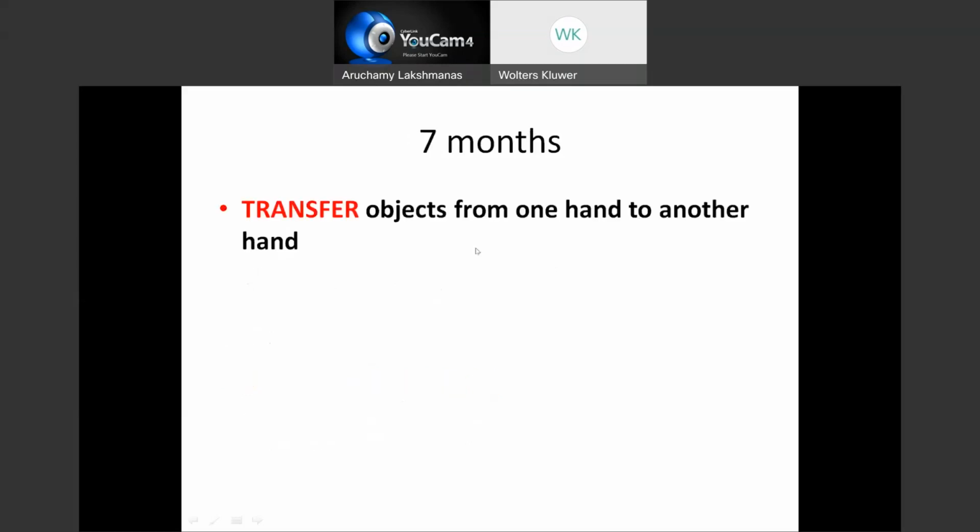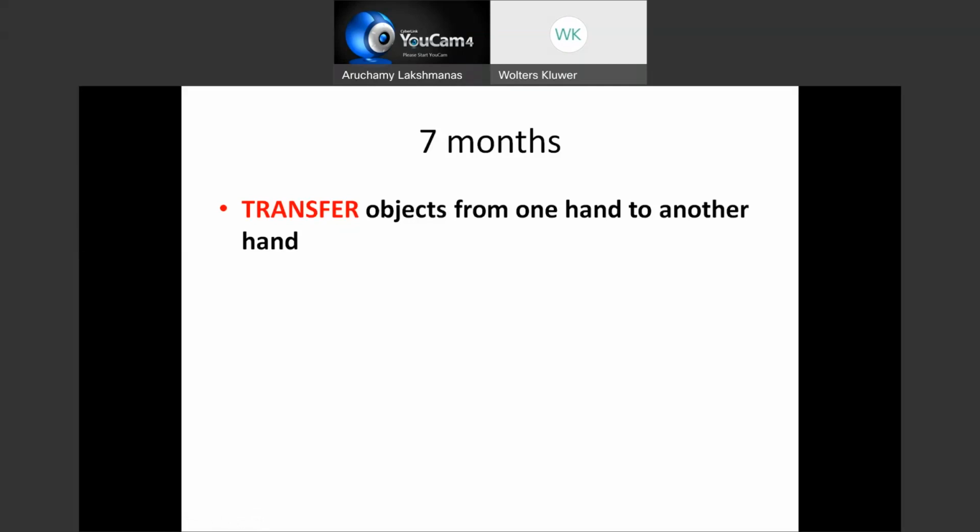So it can transfer objects from one hand to the other hand by 7 months. So transfer, you remember. A child which is sitting with support, when it takes the hand, it will fall down. So only when the child is sitting without support, it can transfer objects from one hand to the other hand. So a child is going to sit without support by 7 months, as I told you earlier. So it can shift things from one hand to the other by 7 months.